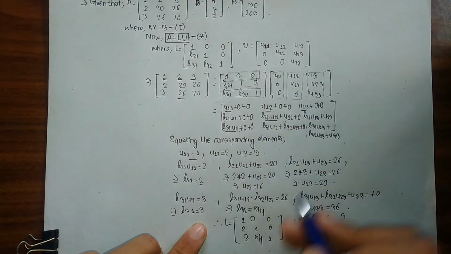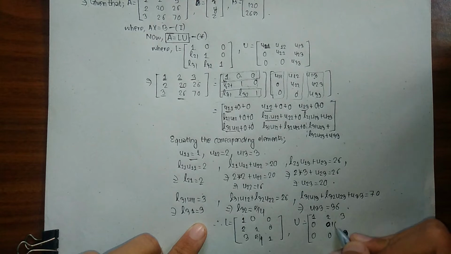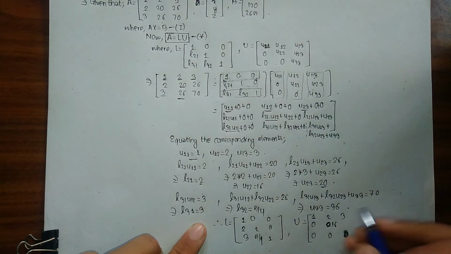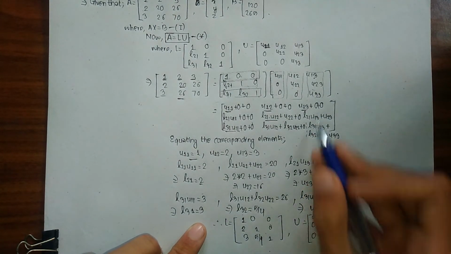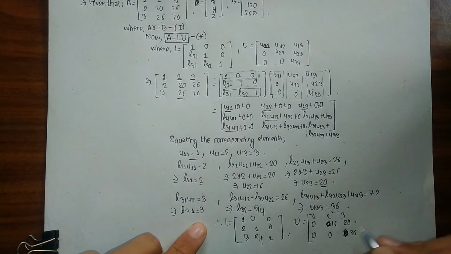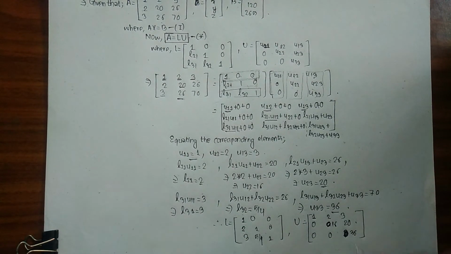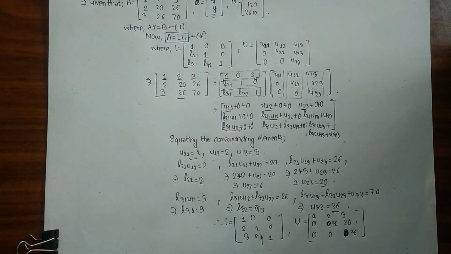We got U22 as 16, we got U23 as 20, and we got U33 as 36. So we are simply writing down the values we calculated. Now after knowing this, we are going to move on to our second step.